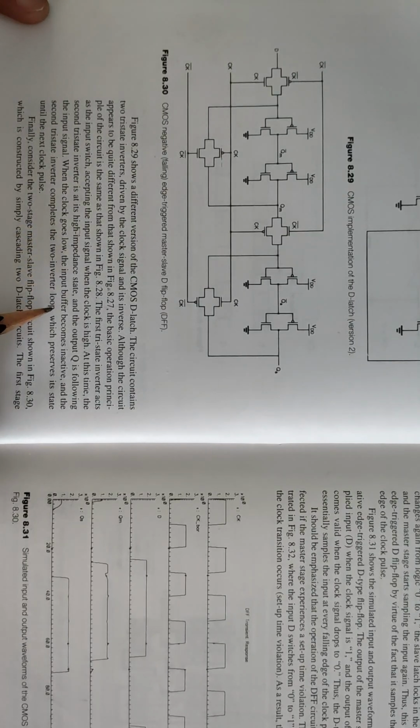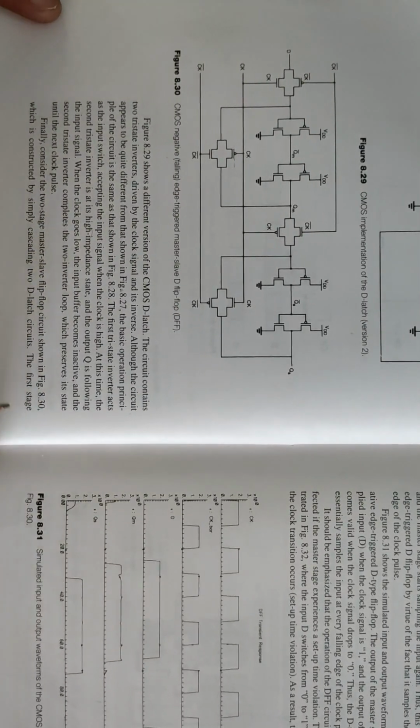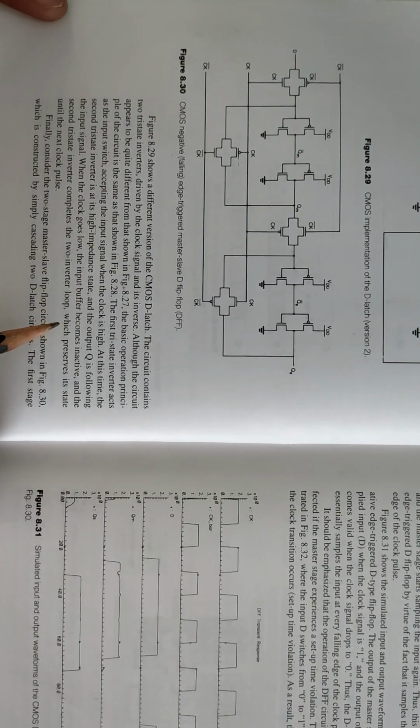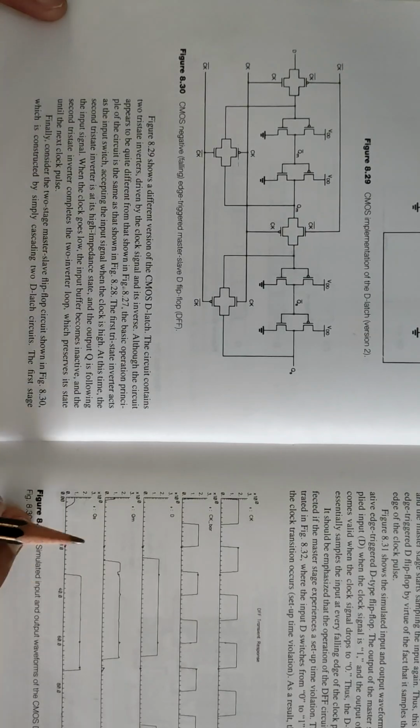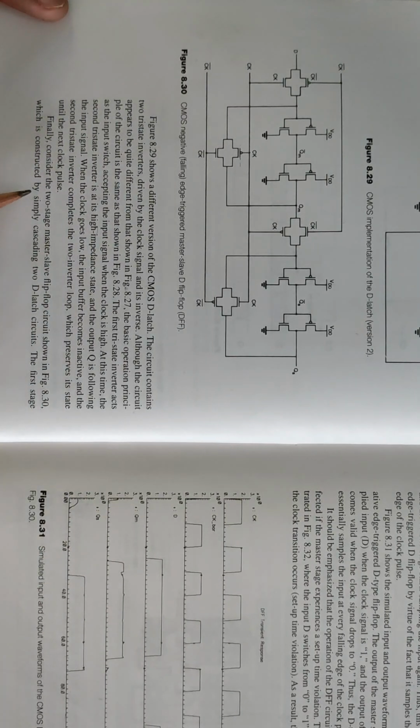the input buffer becomes inactive and the second tri-state inverter completes the two-inverter loop, which preserves its state until the next clock pulse. Finally, consider the two-stage master-slave flip-flop circuit shown in the figure, which is constructed by simply cascading two D-latch circuits.